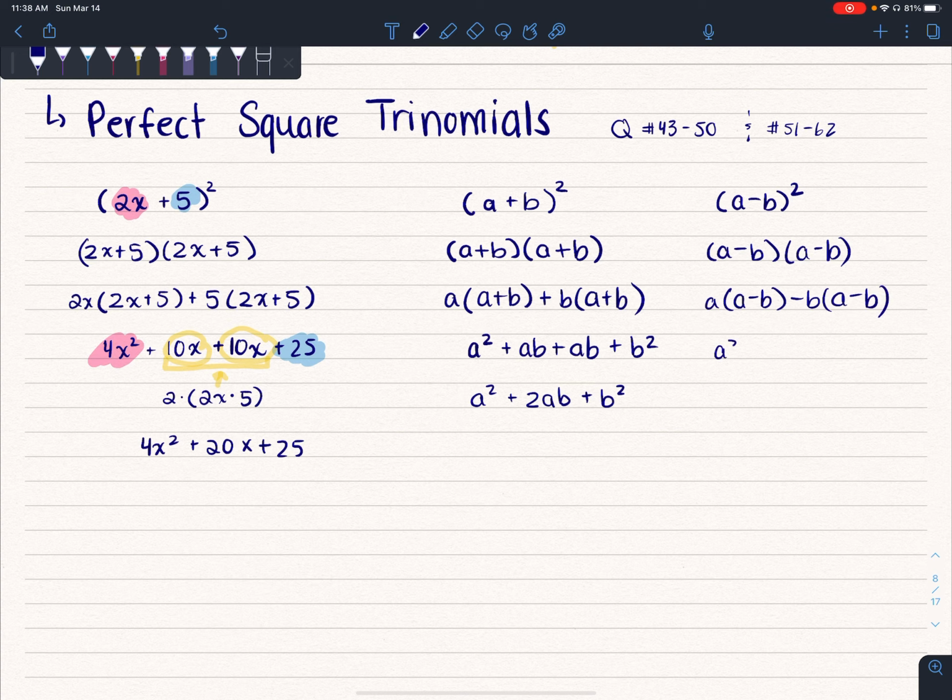So here we get a squared minus ab plus b squared. And it's plus b squared because we have minus b times minus b. That's going to give us a positive. So it ends up being a squared minus 2ab. So the only difference when you have a square of a difference, a square of something that's being subtracted, is that it's the exact same thing except that second term is now negative instead of positive.